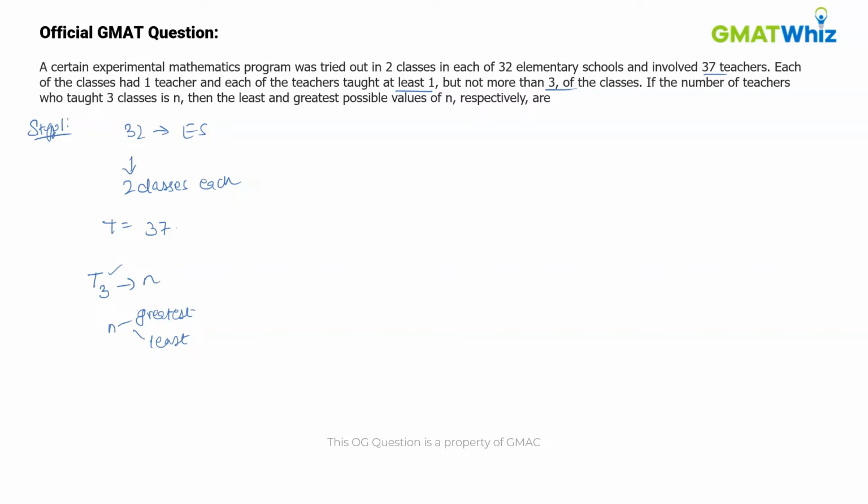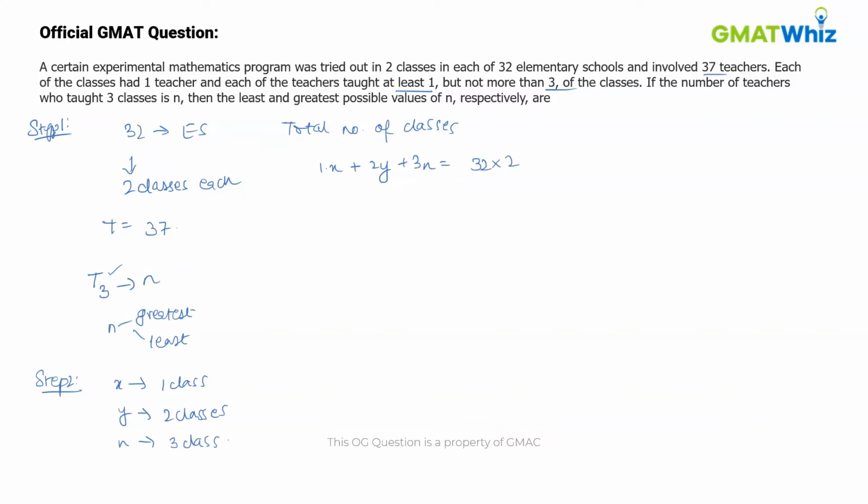This is all the information that we have from the question. We now move on to step 2. Now in step 2 we can write, if x number of teachers take 1 class each and y number of teachers take 2 classes each, and it is also given that n number of teachers take 3 classes each, then the total number of classes will be equal to 1 times x plus 2 times y plus 3 times n. Now this should be equal to 32 times 2, since there are 32 elementary schools and each has 2 classes. So we can write this as x plus 2y plus 3n equal to 64.